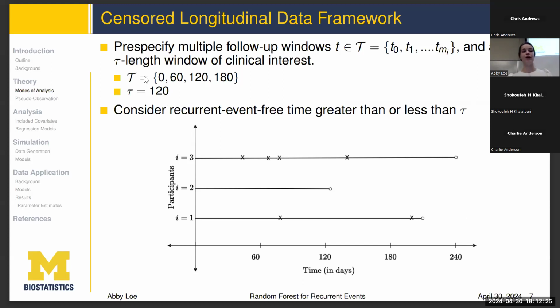Ideally, we would be talking about these T sets, these times of follow-up windows, and this tau in consultation with the clinician. This kind of data set is pretty common if you think about clinical trials, where you're going to give someone an agent and then they're going to come back in and we're going to follow them over time and see when their recurrent events are.